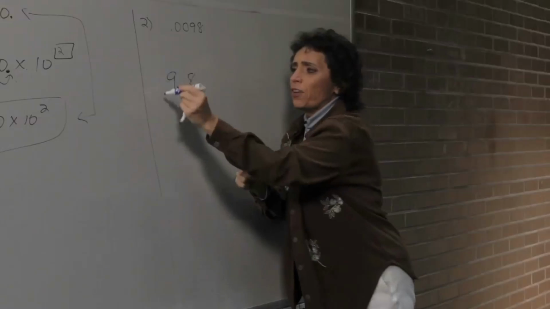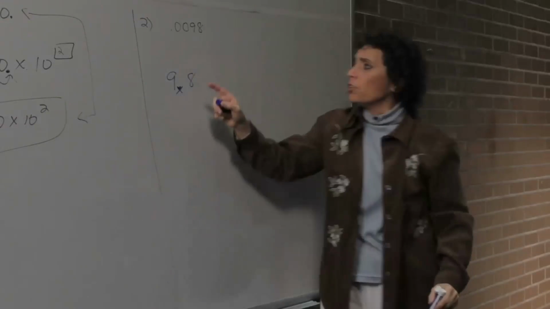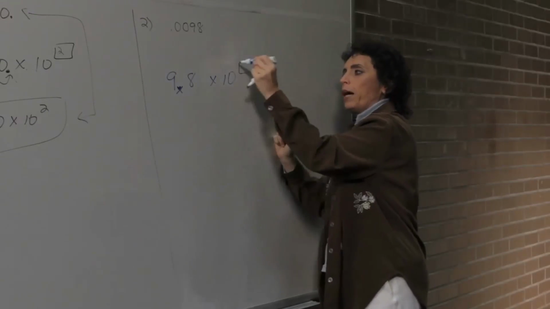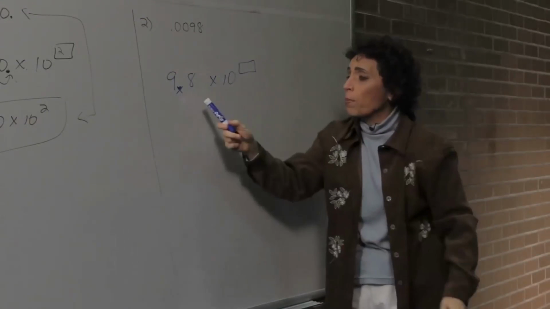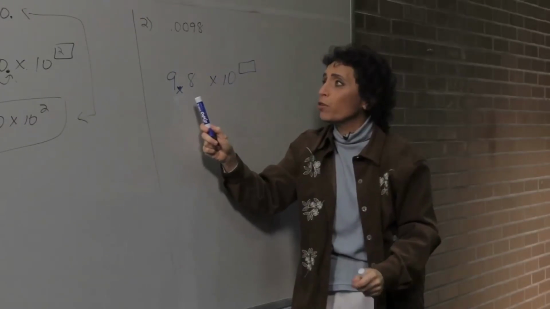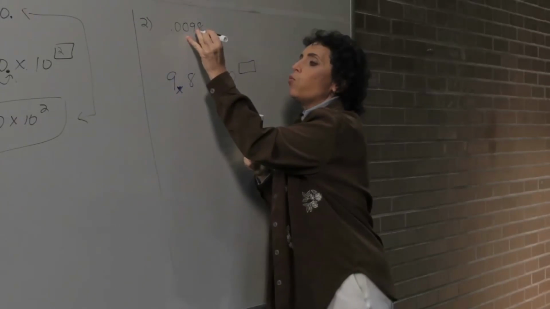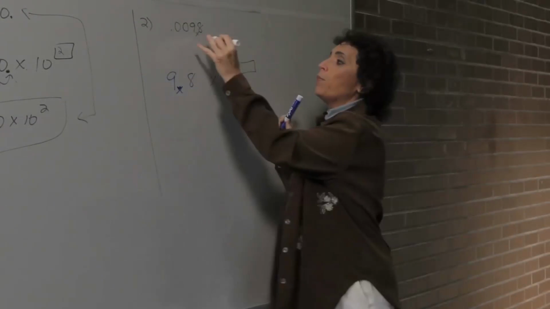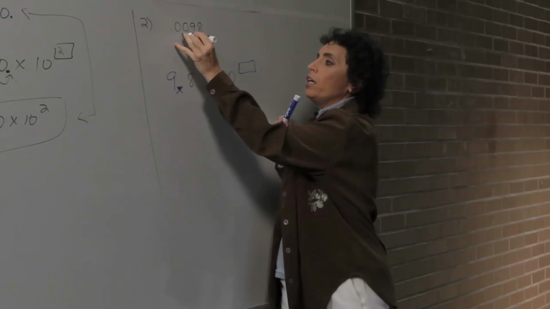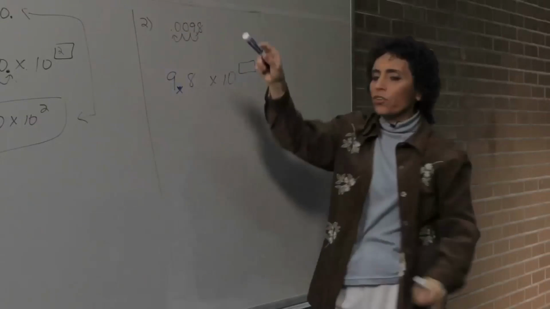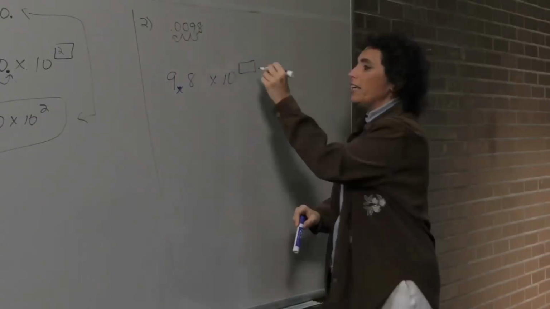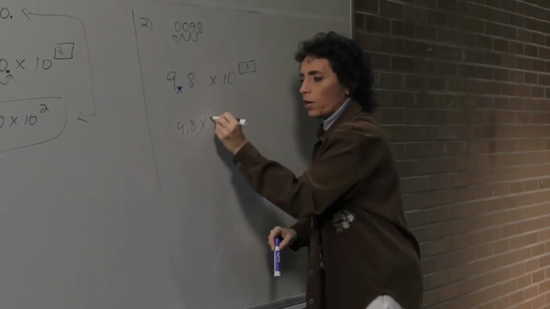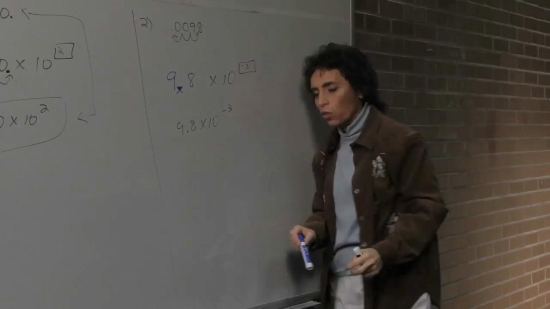I don't need these zeros in the front. When I put zeros in the front, they're meaningless. So 9.8, and remember, it's times 10, and I got to figure out what power. Now, here's the deal. Remember, I have to take it back to the original. Well, this is where I want it, because I need it to be between 1 and 10. But I have to get it back to the original. 1, 2, 3. And notice I'm going to the left, so that is a negative 3. So it's 9.8 times 10 to the negative 3.